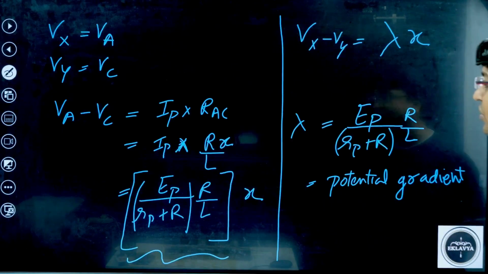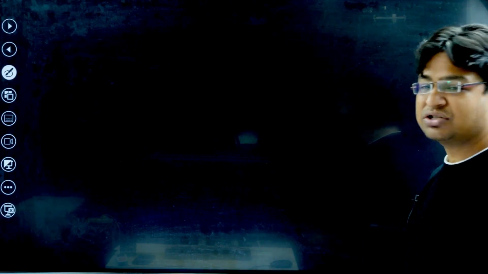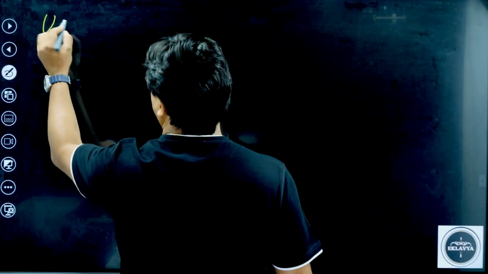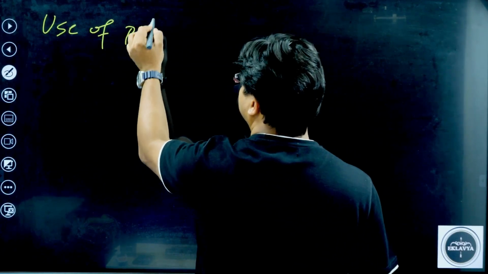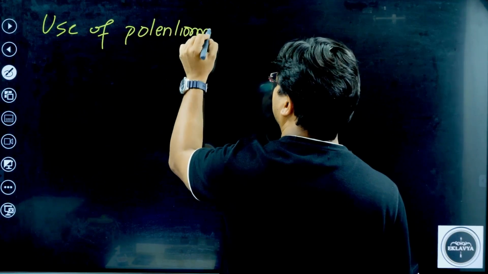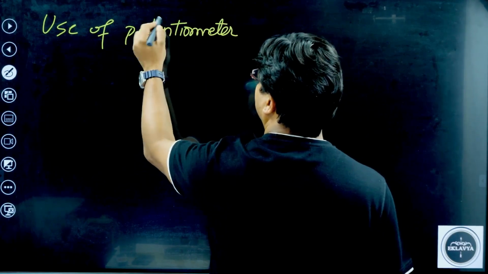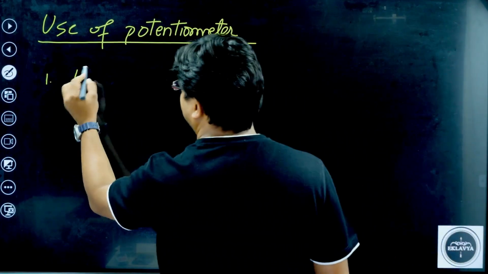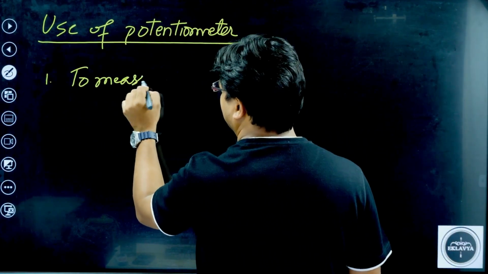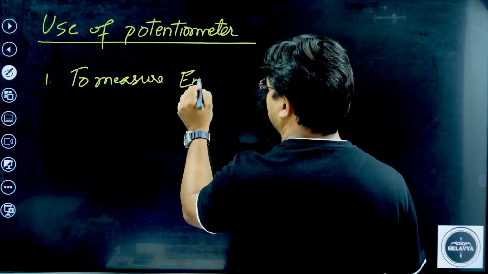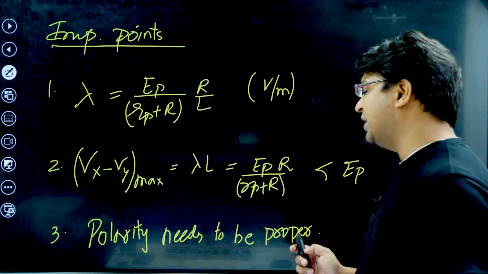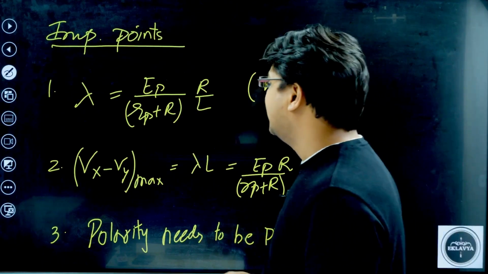Now if you are clear with these 3 points, let us talk about how to use a potentiometer to measure the unknown EMF of a battery. So, use of the potentiometer. The first use of a potentiometer is to measure EMF.